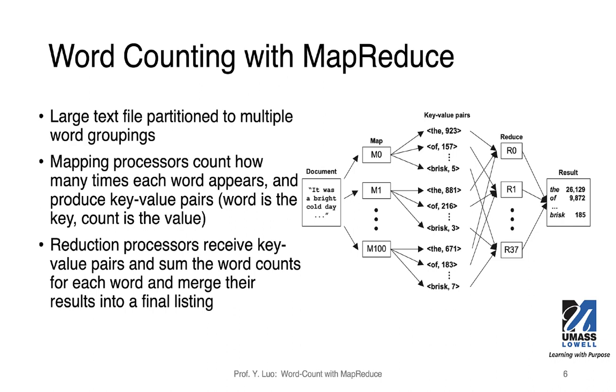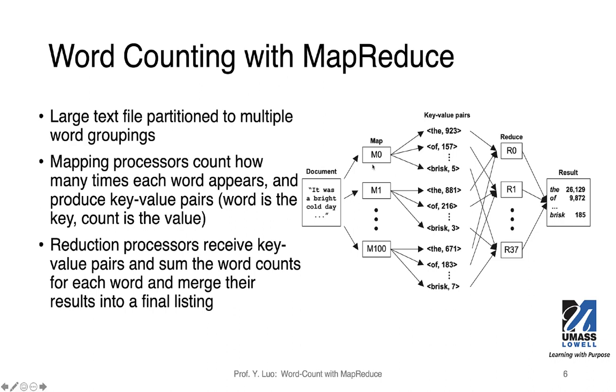If we use MapReduce on a real-world problem, let's say word counting, we have a large text file which will be partitioned into multiple word groups. And what we can do is to map these word groups onto those mapping processors. The mapping processors are going to count the number of times each word appears and produce key value pairs. The key here is the unique words, and the value is the number of occurrences that the mapping processor found in the original text file.